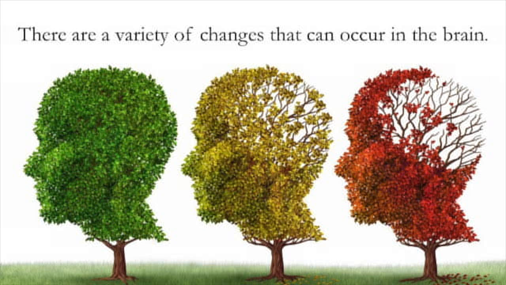There are a variety of changes that can occur in the brain, ranging from the shrinking or thickening of gray matter to the strengthening or weakening of neural connections. As our brains change, so do our abilities, and vice versa.